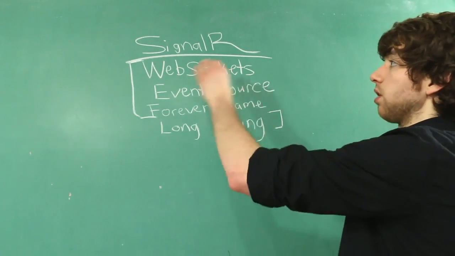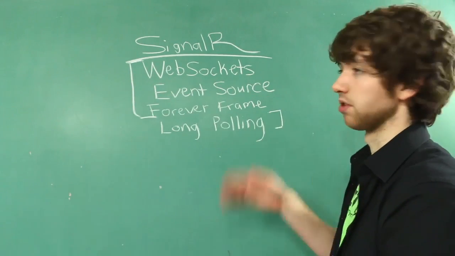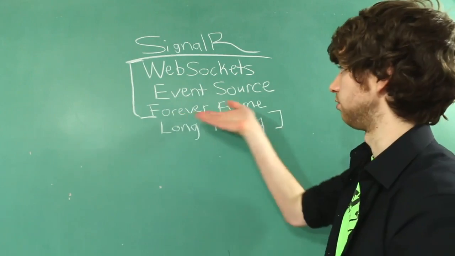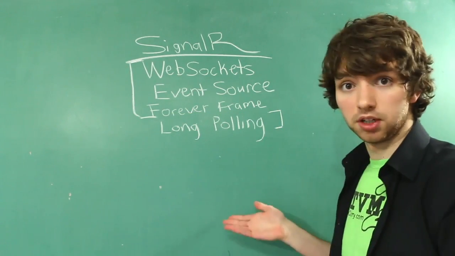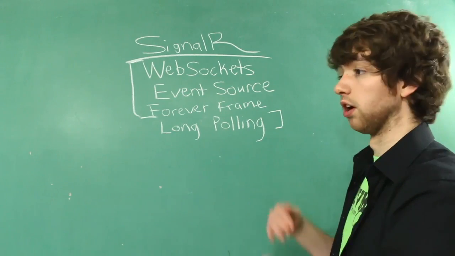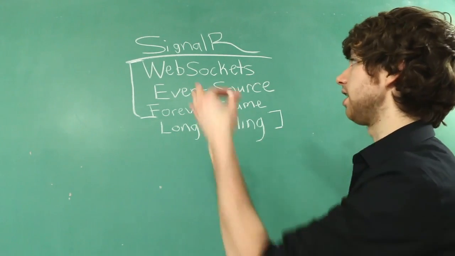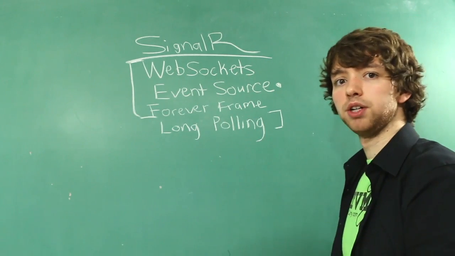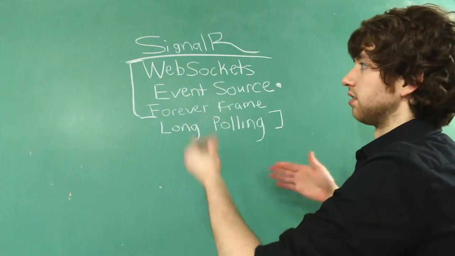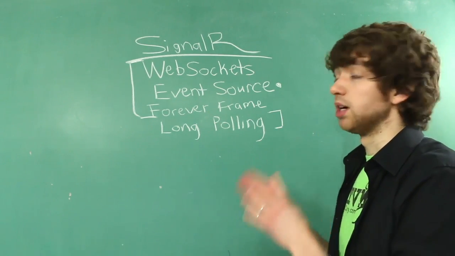The way SignalR works is it's going to try WebSockets, and if it doesn't work, it's going to go to event source. If that doesn't work, it's going to go to forever frame. If that doesn't work, finally, it's going to go to long polling. That is the order, and you can specify a specific one if you want, such as, hey, I want just this one. You can do that, but usually you just want it to pick whatever one works. So we'll be discussing all of these in the upcoming videos.